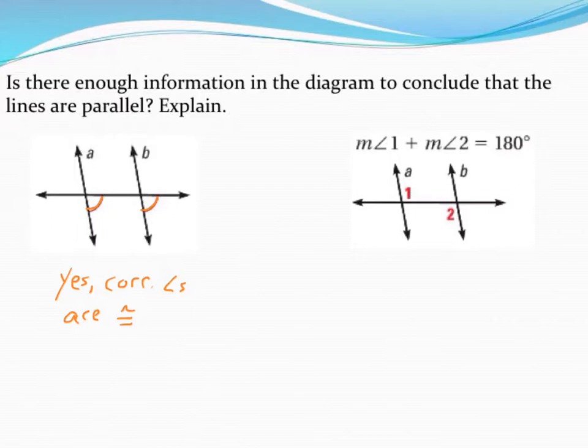And then lastly, we have this diagram. Now notice what's given to us. We have alternate interior angles. And again, it's not enough just to note that we have alternate interior angles. I have to prove that those alternate interior angles are congruent.